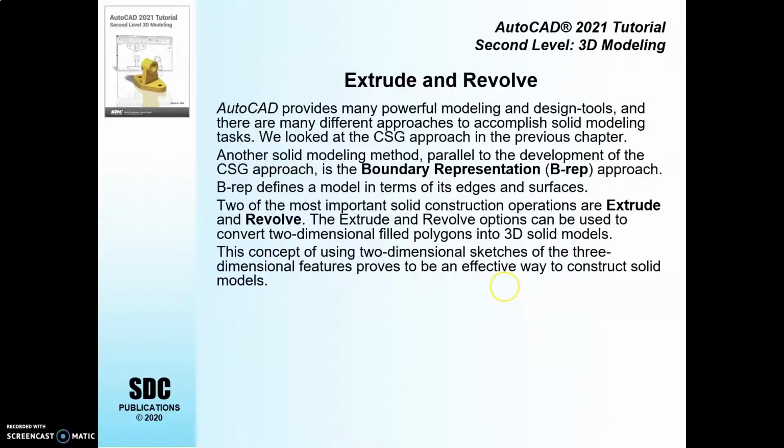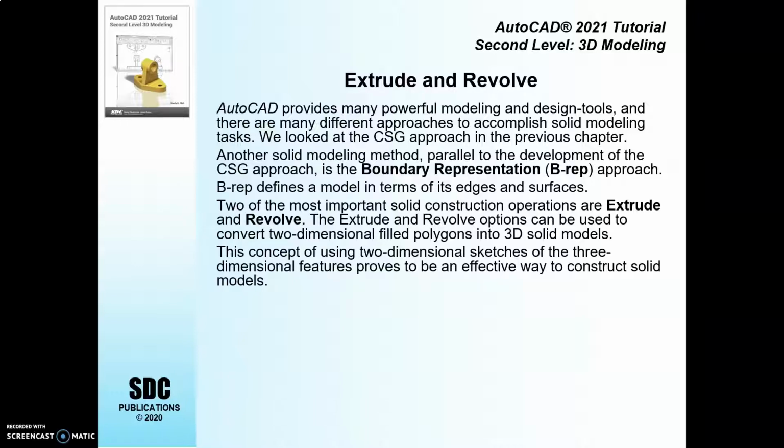approach. Okay, AutoCAD has a bunch of different modeling methods, and we looked at one. We looked at the CSG method that we'll probably not use very often unless you get into complex shapes like designing cars or something like that. Another one is called boundary representation or BREP approach. It defines a model in terms of its edges and surfaces.